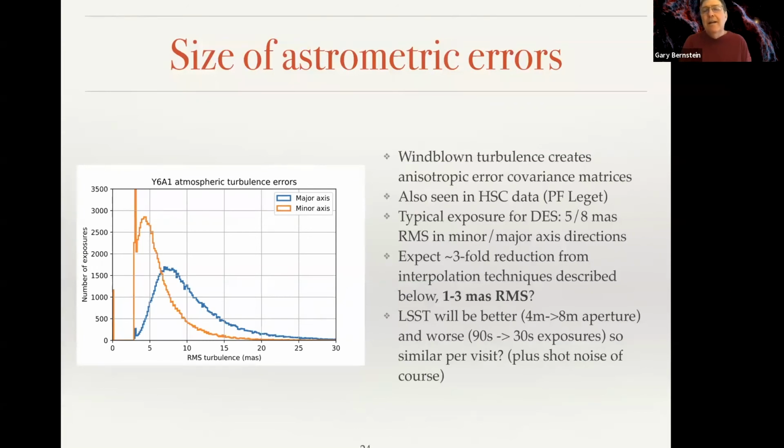Okay. On LSST, these histograms will look a little better because it's a bigger telescope. It averages over a larger patch of turbulence, but they'll also be worse because they're shorter exposures and they don't average over as much turbulence. So probably this will look similar in LSST. The site may be a little better, which might help. Okay.